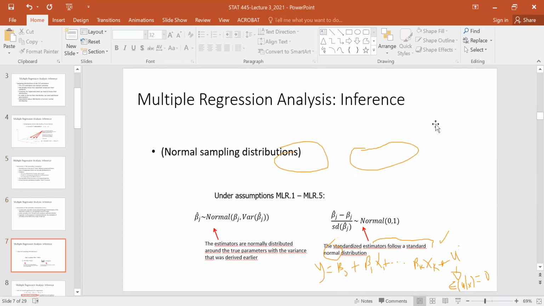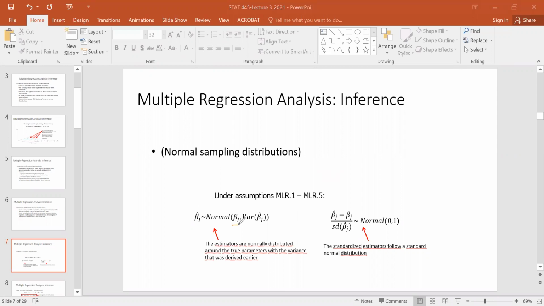Okay, so we want to do inferences. Over here, we assume our errors are normally distributed, and for that matter, our betas, which are functions of the data, are also normally distributed. Beta here is normally distributed with mean the true parameter, and this is the variance. And as usual, when we do this transformation, they become the standard normal with mean 0 and variance equal to 1. Okay, so that's what we call the normal sampling assumption.